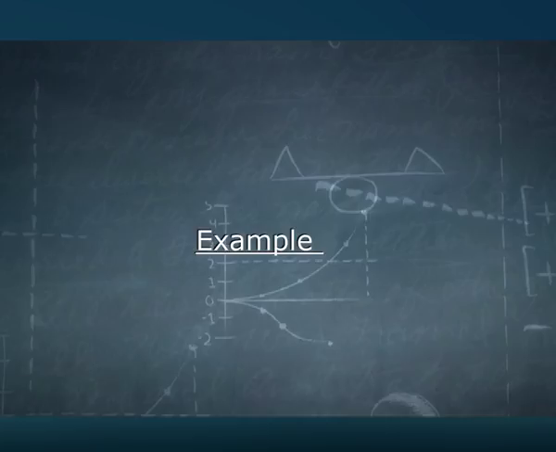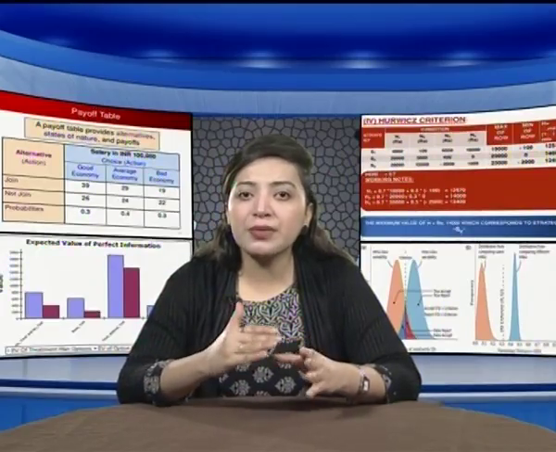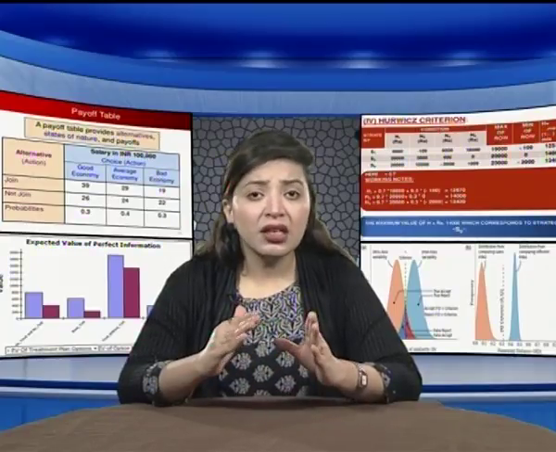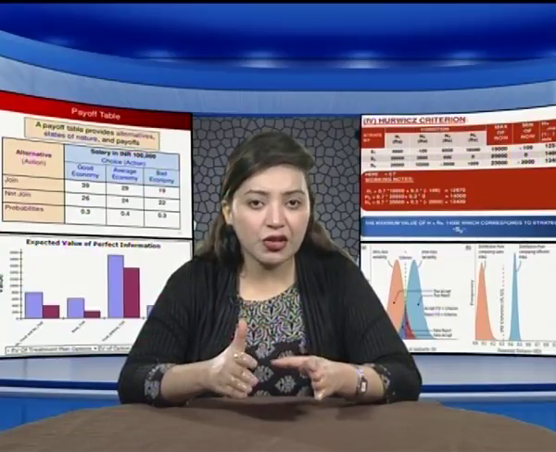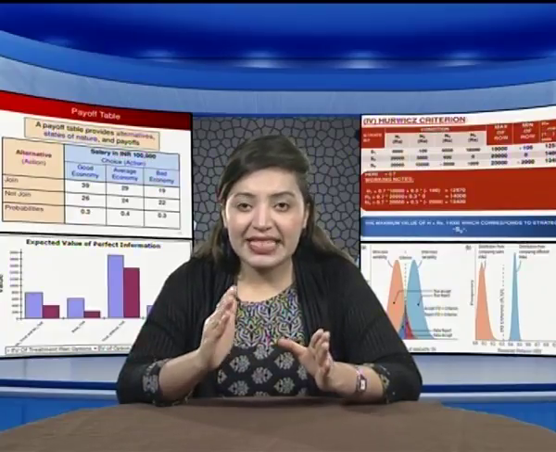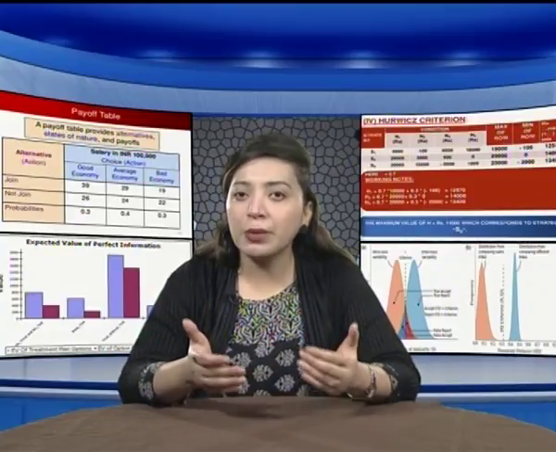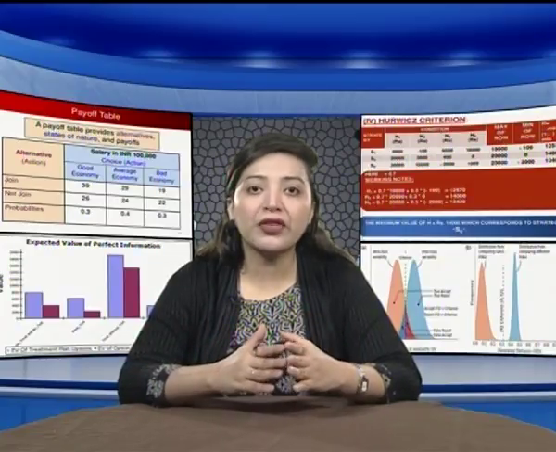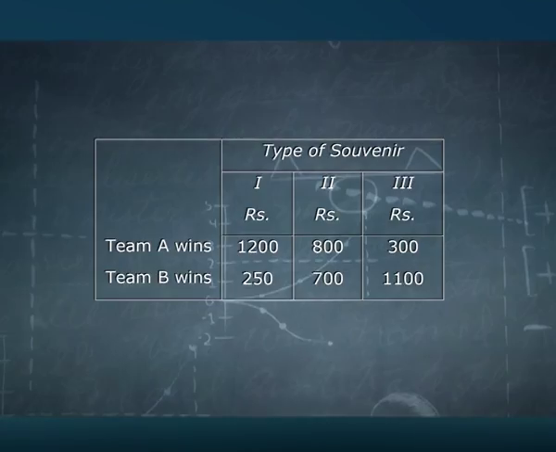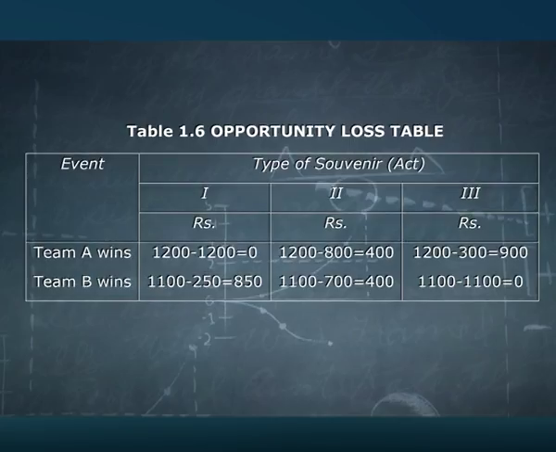We'll see the next example. A group of students raises money each year by selling souvenirs outside the stadium after a cricket match between team A and B. They can buy any of three different types of souvenir from a supplier. Their sales are mostly dependent on which team wins the match. A conditional payoff table is as under. So what we have to do is, first, construct an opportunity loss table. Second, which type of souvenir should the students buy if the probability of team A winning is 0.6. Let's see the solution one by one.